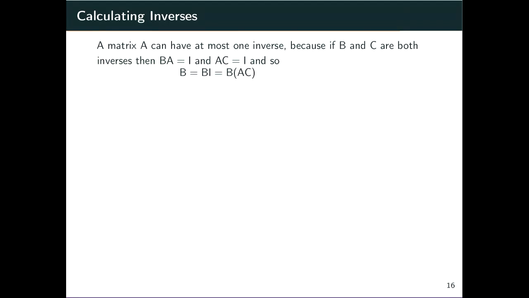So if you look at B, B is equal to B times the identity, which is equal to B times AC, because AC is equal to the identity. Then we're going to use the associativity of matrix multiplication, so we change the order of our multiplication. And then BA is equal to I, and so we've got I times C, which is equal to C. And so this proves that inverses are unique.